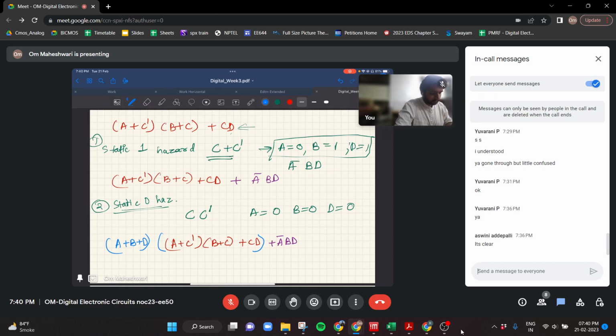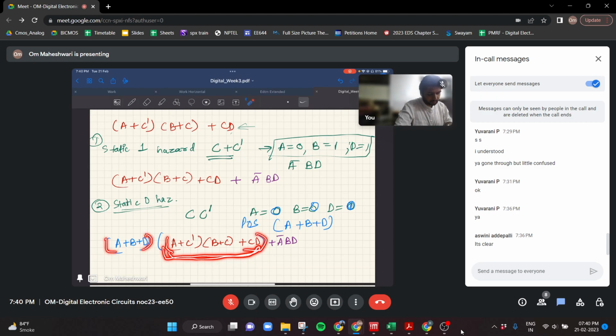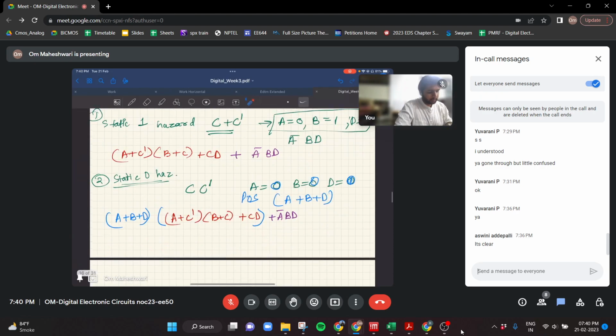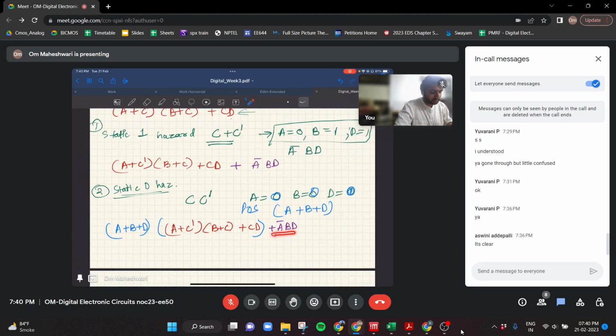So why have I done this? In POS form, A0, B0, D0 is written as A plus B plus D. Why have I done POS? Because I know this part is giving me this hazard, and I had to multiply it with something to remove that hazard. I did not want to multiply it with this part because this was an additional term that I had added to remove the static 1 hazard. So to remove the static 0 hazard, I had to multiply only this part. My additional term should affect only this part. That is why I used POS form and multiplied it.